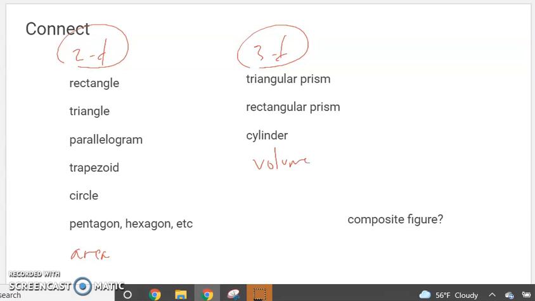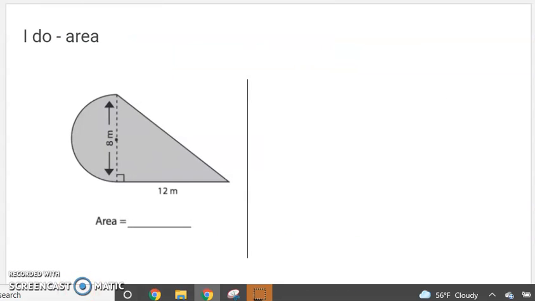The composite figure is what we need to figure out first. What is that? Well, it's something like this. This is a composite 2D figure. And composite means it is composed of more than one type of shape or figure. So this one's a half circle and a triangle put together. We call that composite. It sounds like combination, combo, composite combo. There's a combo figure of multiple things.